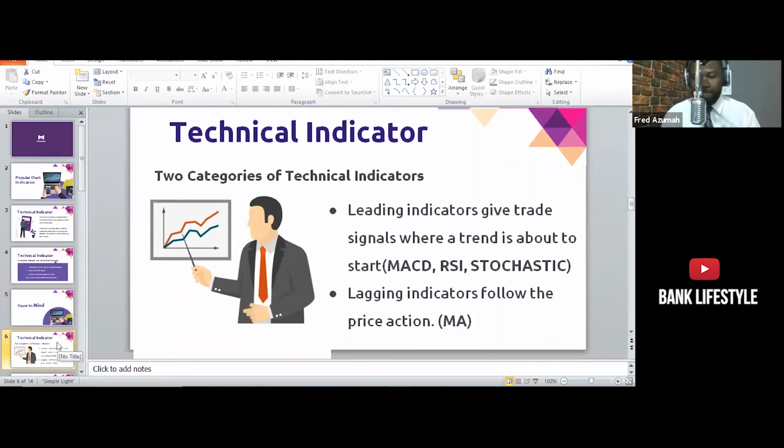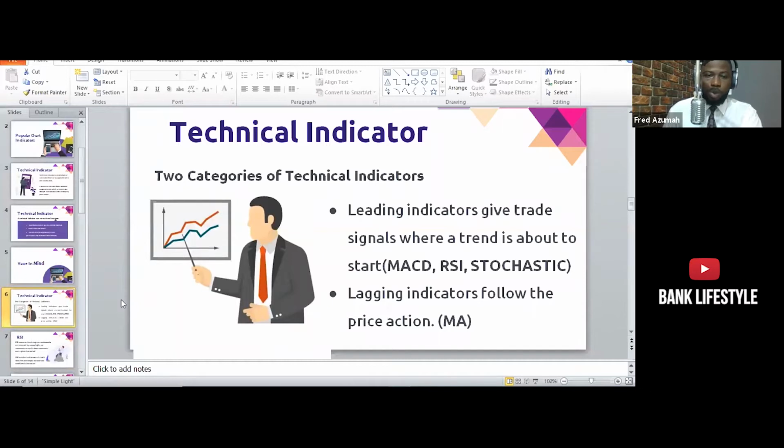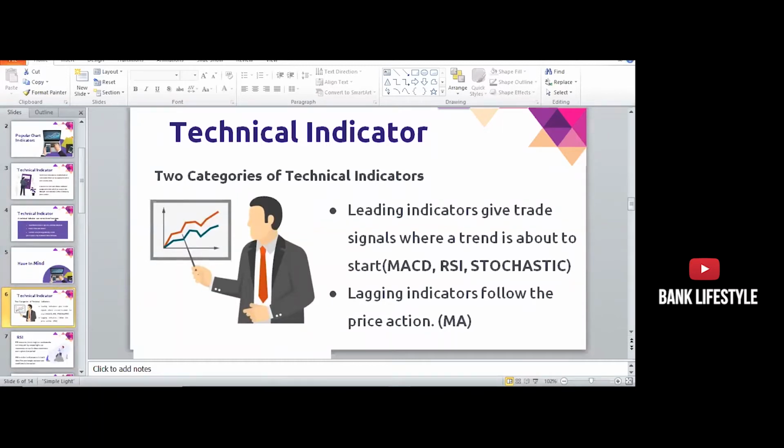Some gives you 70%, 60%, 80%, and it's much more based on how you utilize it and how you understand the use of that indicator. So we have two categories of indicators. The first one is a leading indicator, and the second one is a lagging indicator.